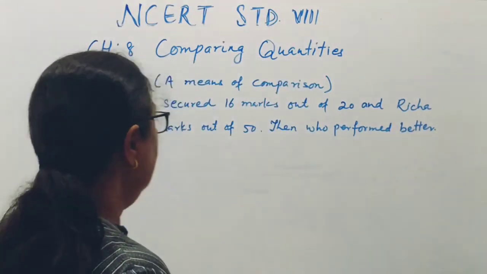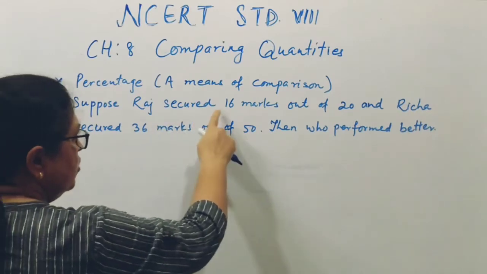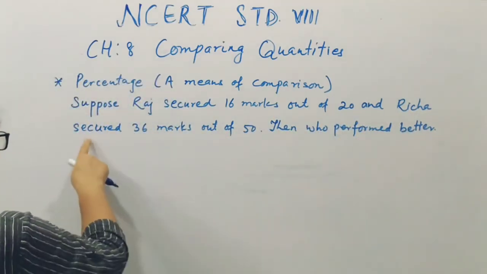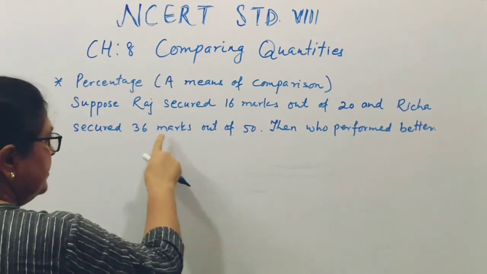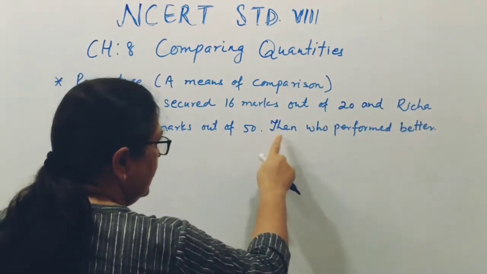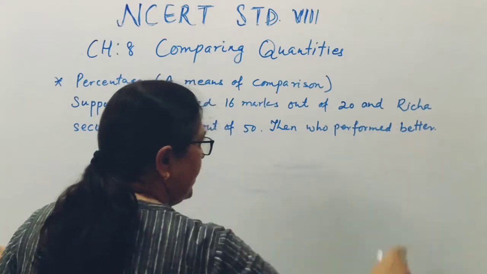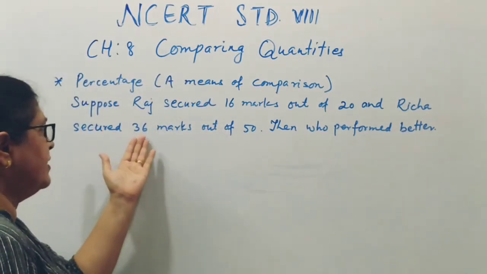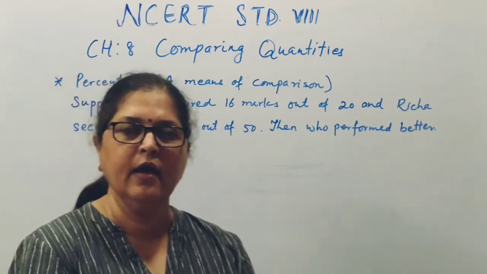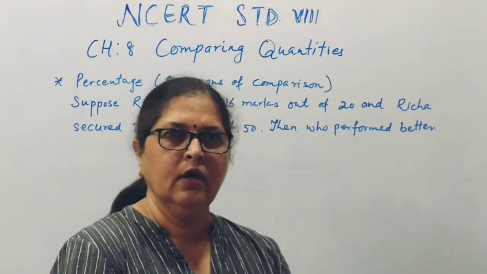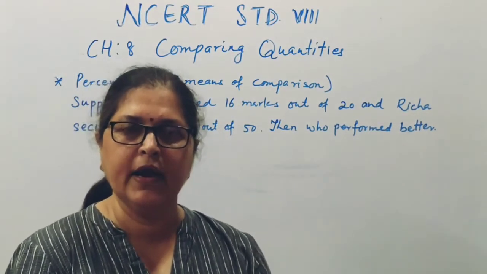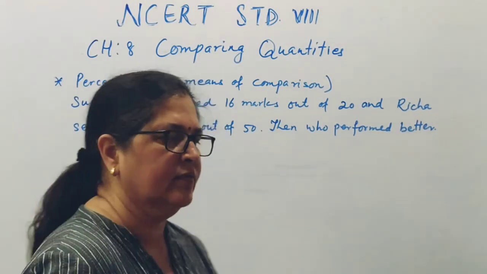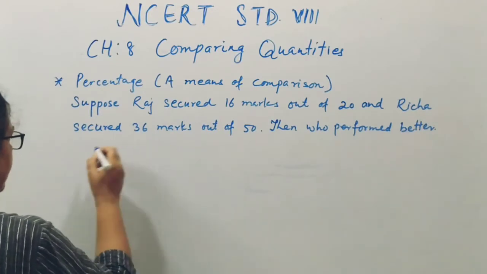For example, Raj secured 16 marks out of 20 and Richa secured 36 marks out of 50. Then who performed better? So we cannot say by looking at Richa's marks that Richa has got more marks. So here we need to find the percentage of the marks of both the students. Then only we can compare.